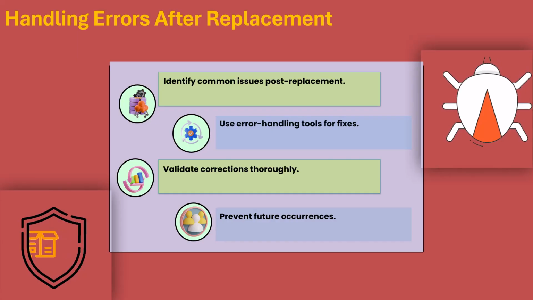Errors in data updates are like surprise guests, annoying but manageable. First, spot what's gone wrong, then roll out error handling tools to fix them. Once corrected, double-check that everything looks good. Finally, put measures in place to ensure the same mistakes don't happen again. A little proactive troubleshooting saves big headaches later.